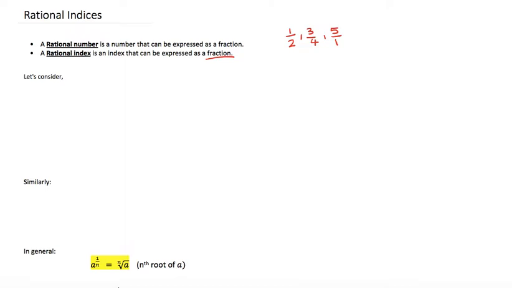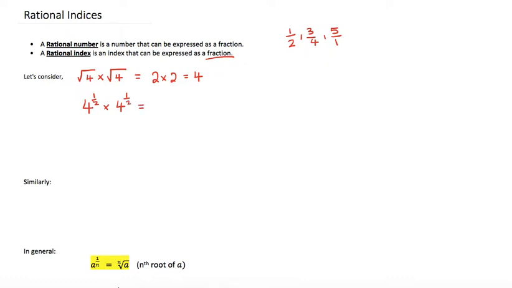Let's consider this expression. Root of 4 times root of 4. So the square root of 4 times the square root of 4, we know that the square root of 4 is 2. 2 times 2 makes it equal to 4. I'm going to write this expression in a different way. 4 to the power of half times 4 to the power of half. Let's see if we end up with the same answer.